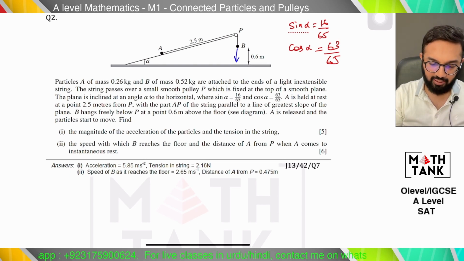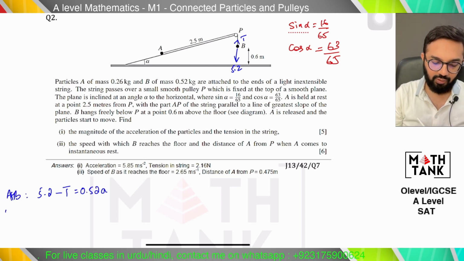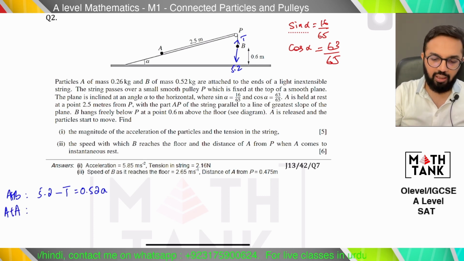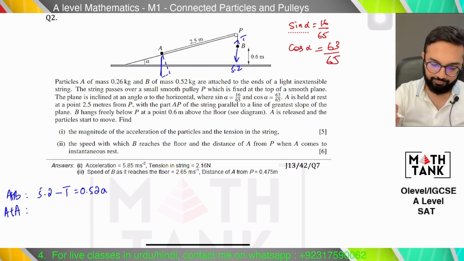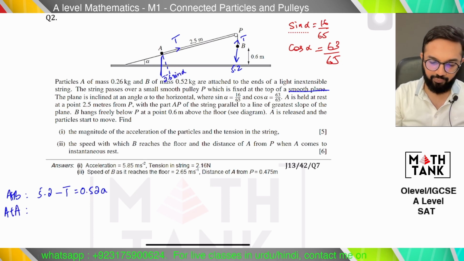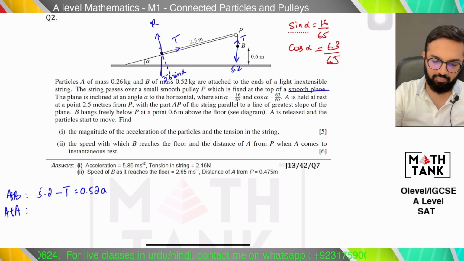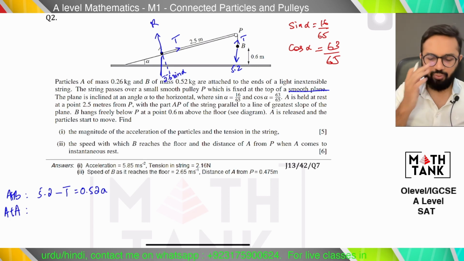So at B, what's happening is this is 5.2. It's being pulled up by T. So 5.2 minus T equals 0.52a. That's happening at B. What's happening at A? I will have to resolve the forces here first because there's some resistance to the motion as well. Smooth plane, so no friction involved. This is 2.6 sine alpha. Okay, there is an R involved here, but there is no need for R right now because I don't have friction. I don't need to worry about that.